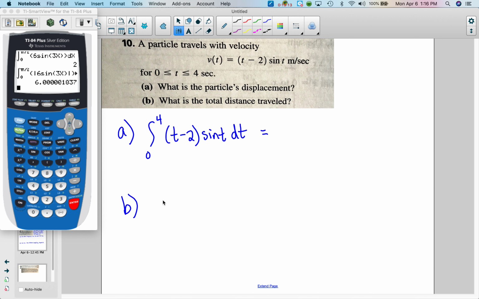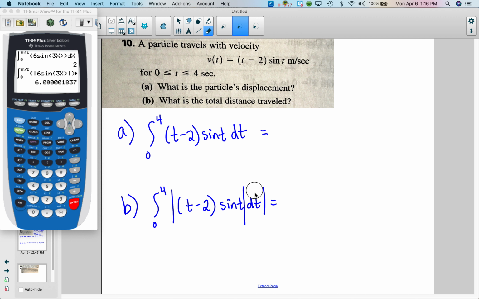Part B, to get the total distance, you're going to go from 0 to 4. The only difference is you're going to have the absolute value and get your answer. Oops, sorry. And then get your answer for that one. Okay, so just remember displacement, distance, which one you do. Now remember, they can also ask you, where do you end up? Like, where's your final position? And that you would have to know the initial position, but that can happen as well.